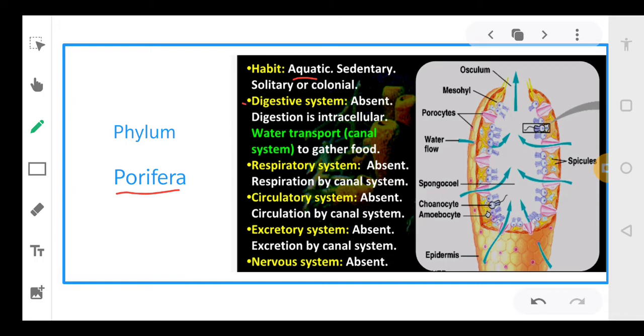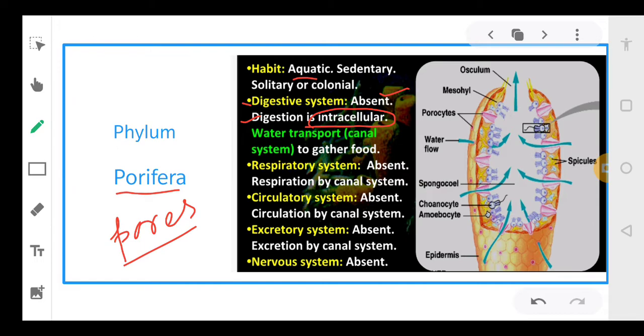In them, the digestive system is absent. They do not have a proper digestive system. Basically, digestion occurs intracellularly, which means digestion occurs within the cells. And their complete body, as I told you, has pores all over it. Their body contains lots of pores.